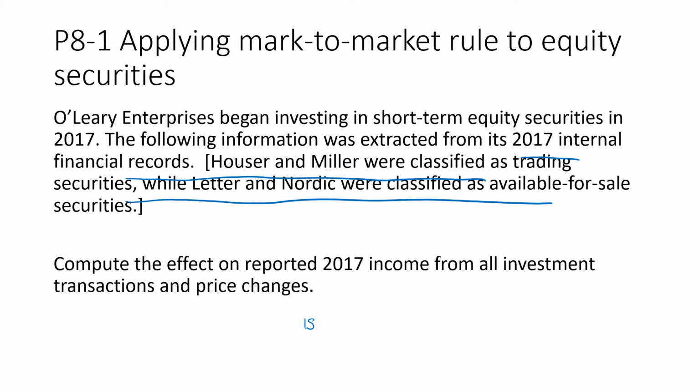So we have a company and the following information is available. There are two trading securities, Hauser and Miller, and two available for sale securities, Letter and Nortic. And they want to know what is the effect on the income statement of all the transactions and price changes during the year.